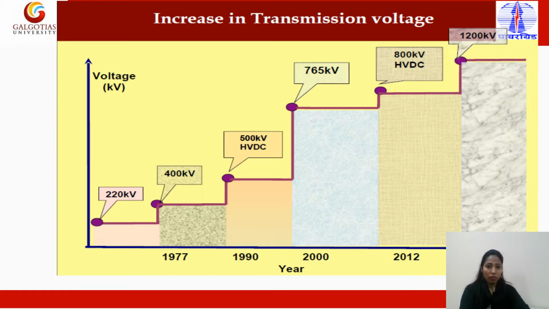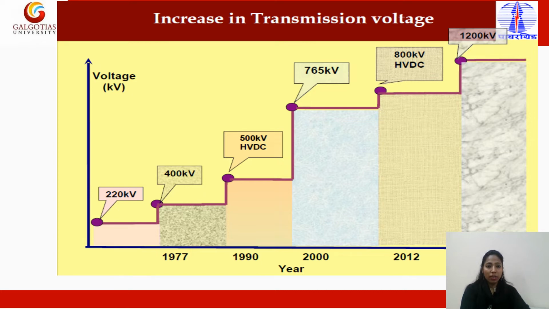Increase in transmission voltage: as we know, if we transmit power at high voltage the losses will be less. You know the formula of the ohmic losses, that is I square into R, and for the same power flow the current is I equal to P upon V. So we can say the current is inversely proportional to the voltage. If the voltage is high the current will be less, so the total ohmic losses, I square R, will be less. So high voltage is always in demand in the transmission system to reduce the ohmic losses.